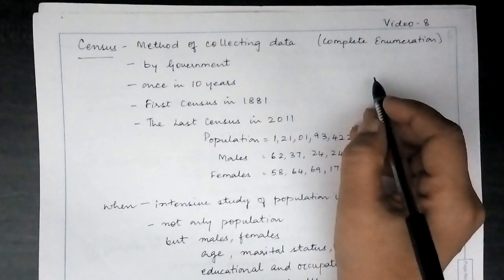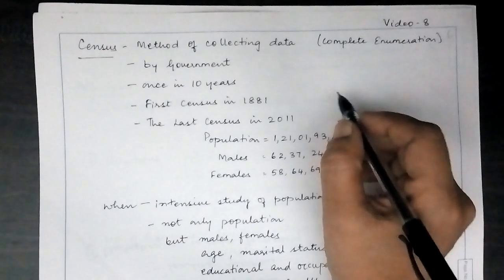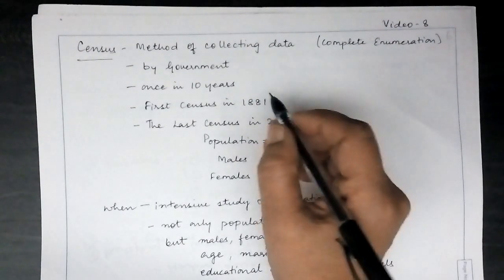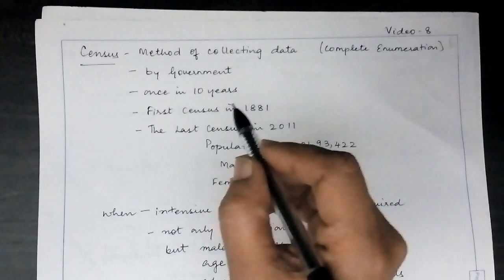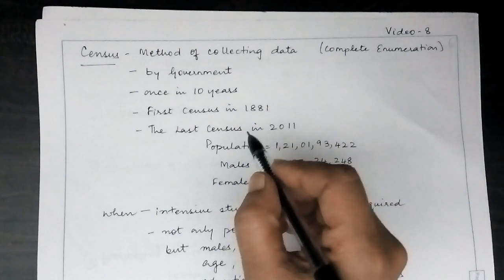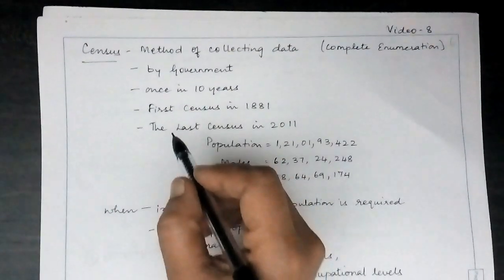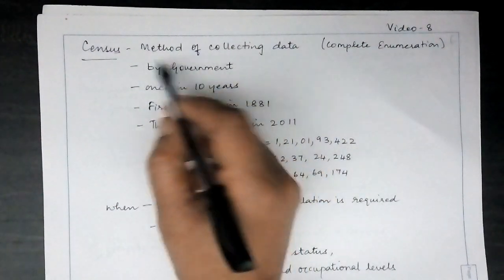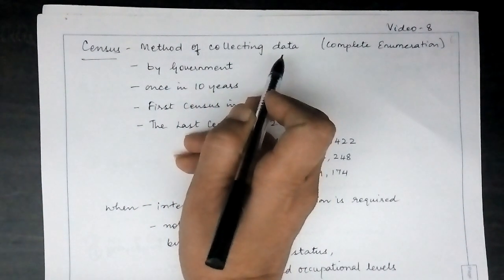In this video number 8, we are going to discuss certain investigation techniques. When a statistical inquiry is conducted and takes into account the whole population, such a statistical inquiry is called the census method of collecting data.